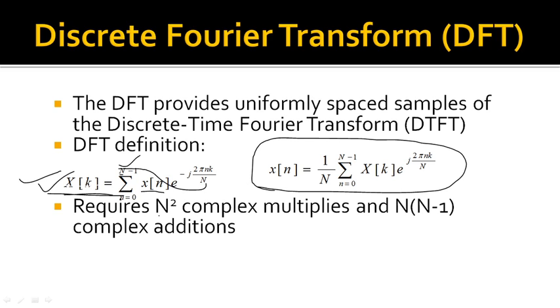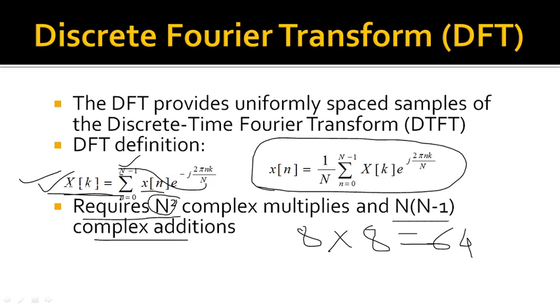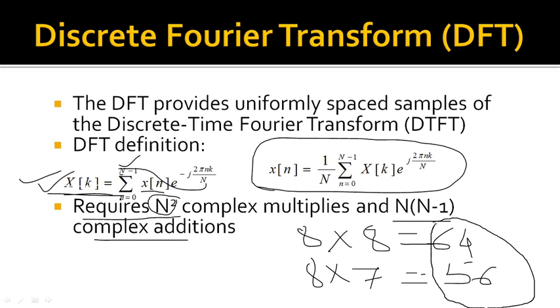To compute this, the complex multiplications required are N square, as we have seen in the previous slide. If N is 8, N into N, that is N square, is 64 multiplications. As far as additions are concerned, N into N minus 1, that is 8 into 7, which is 56. That is the number of complex operations we have to perform in a single calculation.